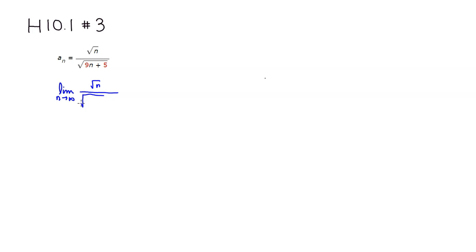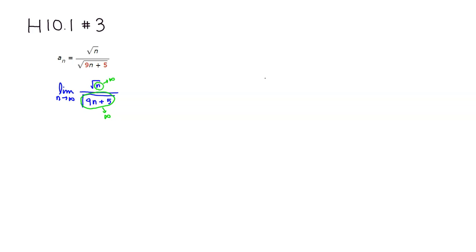and then you have a square root of 9n plus 5, right? First thing you should try is just plug in and see where this goes. You can see that n is going to infinity, so the numerator is going to infinity. And the same thing, 9 times infinity plus 5 with square root is still going to infinity. So you have basically an infinity over infinity situation, so we're going to have to do some work.